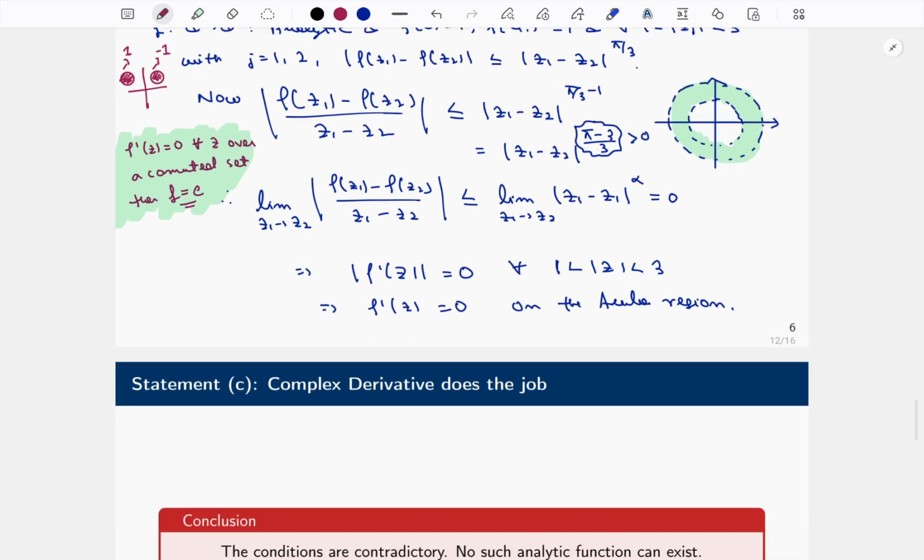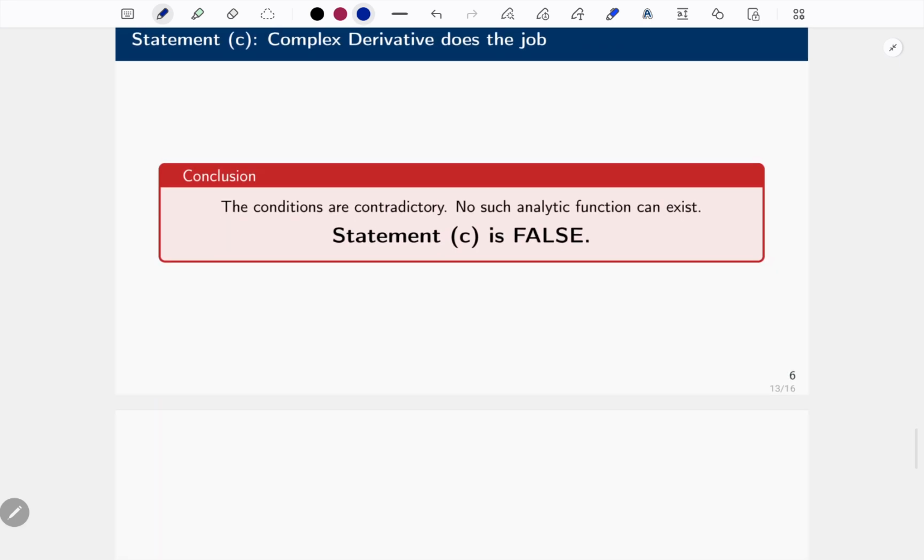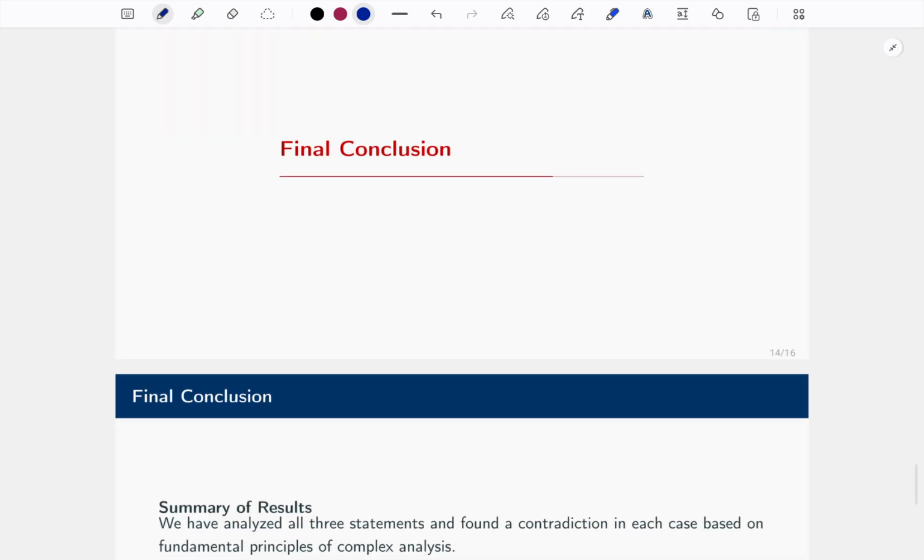So since this is connected, what can I conclude? This implies that f of z is equal to c for some c, that is, f is constant. But once we have this, f cannot choose two different values at two different points because f is a constant function, right? So this contradicts the fact that f of 0 is equal to 1 and f of 4i is equal to i. So the conditions are again contradictory, so no such analytic function can exist, and hence statement C is also false. Final conclusions.